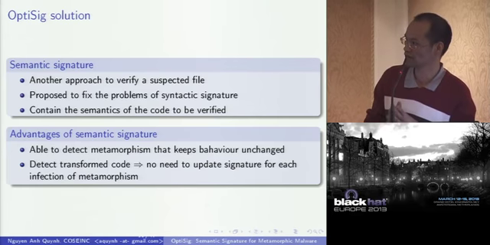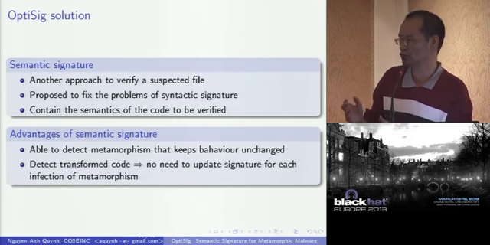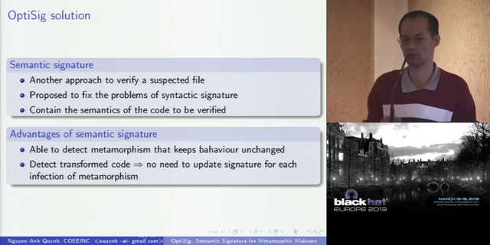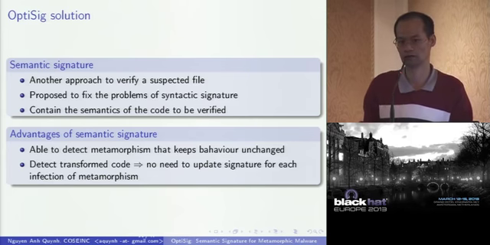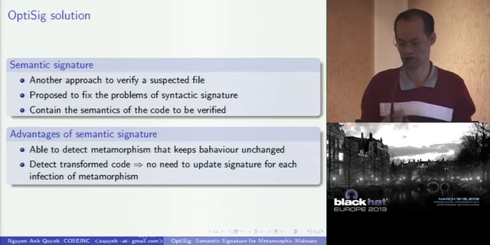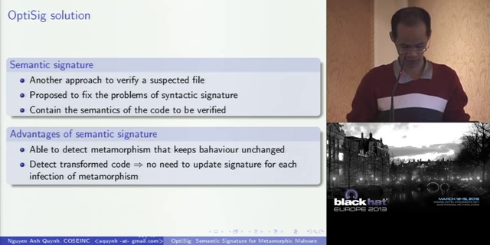And the advantage of semantic signature is that we can detect metamorphics that, when they transform themselves, keep the behavior unchanged. So if they keep behavior unchanged, we can detect that. And if we can detect the transformed code, we don't need to update the signature for each infection of the metamorphics anymore, right? We don't need to update the new signature for each infection. So it's very good.